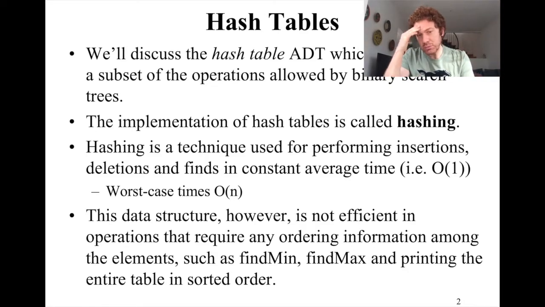The worst case times would be O(n), but we will be smart about the hashing mechanism, so we will mostly end up with the average time. So it's a very practical data structure. It is common, it is everywhere, as we will see in the applications.